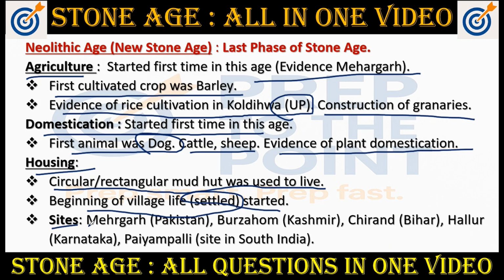Sites are Mehergarh in Pakistan, Burzahom in Jammu Kashmir, Chirand in Bihar, Hallur in Karnataka, Piyampalli, a site in South India.